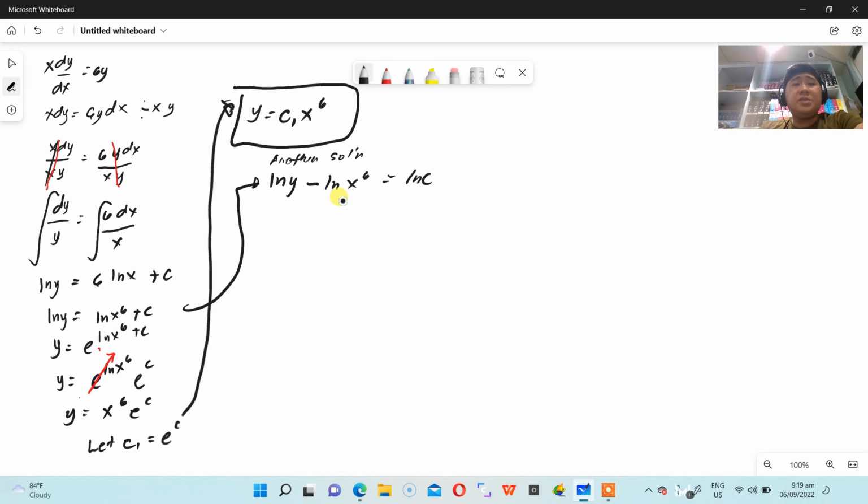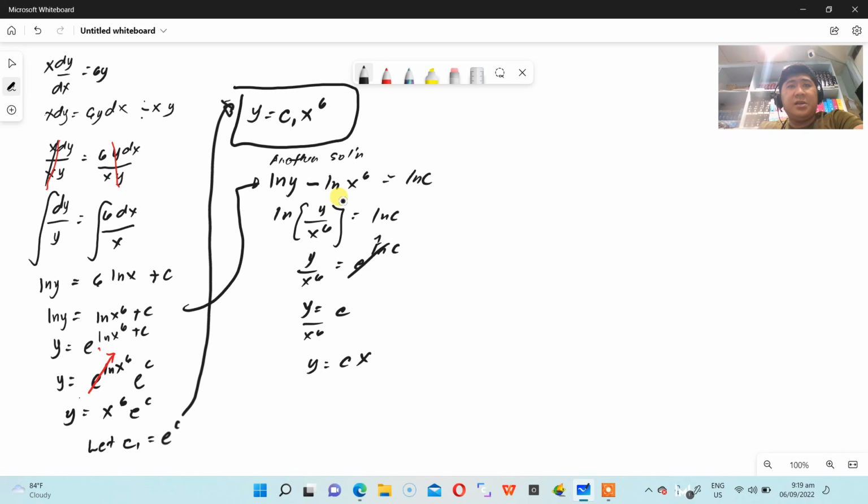Another solution. So, from here, obviously, you have ln of y over x raised to the power of 6 equals ln c. So, y over x raised to the power of 6 is equal to e raised to the power of ln c. Therefore, this is 1. We have y over x raised to the power of 6 equals c. Therefore, y is equivalent to c x raised to the power of 6. So, the same, right? You could have it this way or this way. So, anything is possible. Just follow the rules of mathematics.